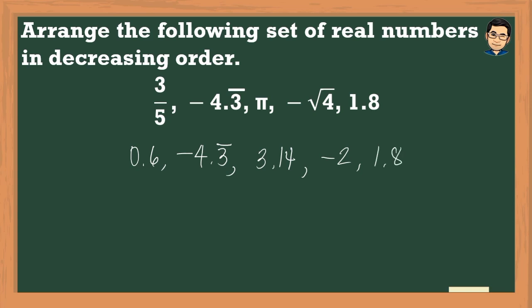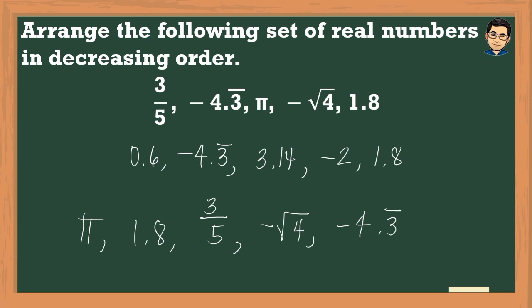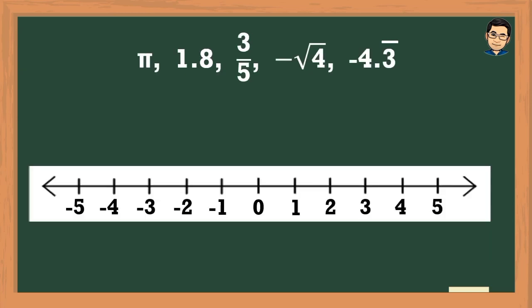So, since decreasing order yung arrangement na kailangan nating sundan, mauuna yung pinaka mataas, which is the value of pi. So, pi, and then ang kasunod niya is 1.8. After ng 1.8 is 3 over 5 or 3/5. And then, sa negative tayo, alin ang mas mataas? Negative 4.3 repeating or negative square root of 4? Of course, yung negative 2. So, sulat lang natin negative square root of 4 and then negative 4.3 repeating. So, yan po yung arrangement ng ating mga set of real numbers in decreasing order.